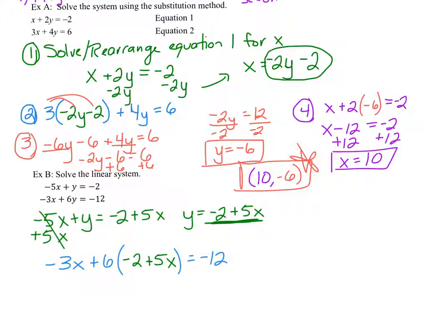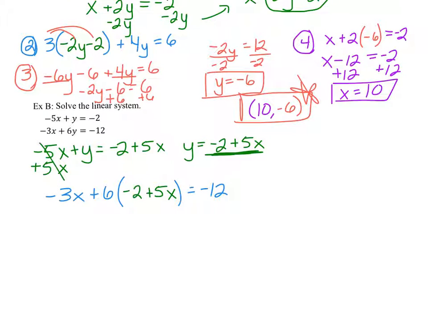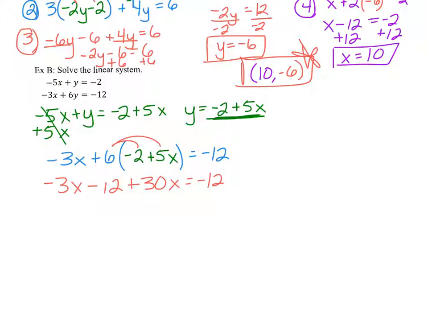All right. So now that I replaced y, I'm doing pretty good. I've only got x's left. So now what do I do? Carry over 6 times -2 and 6 times 5x. Beautiful. So I get -12 plus 30x equals -12. And then I just keep solving, right? I need to combine my like terms. So I get 27x minus 12 equals -12.